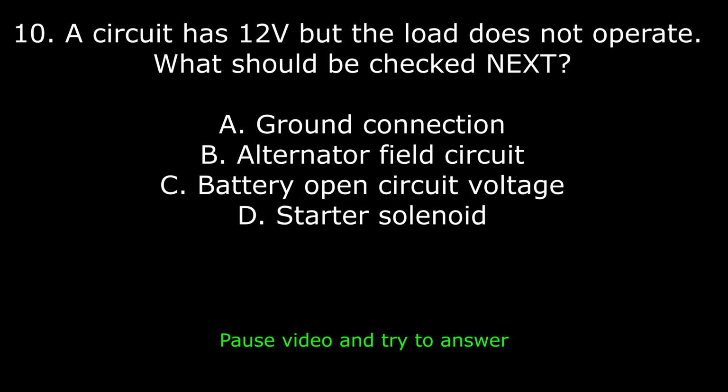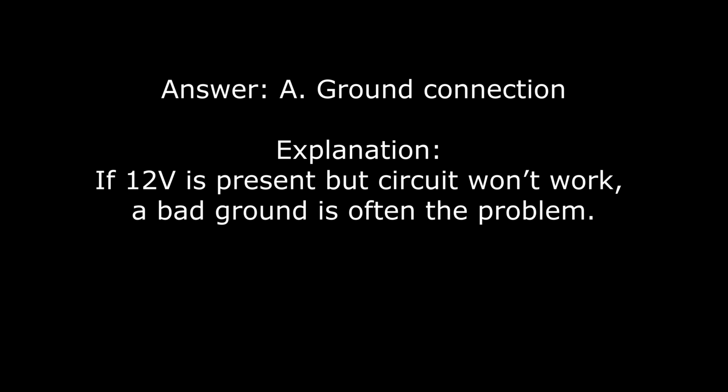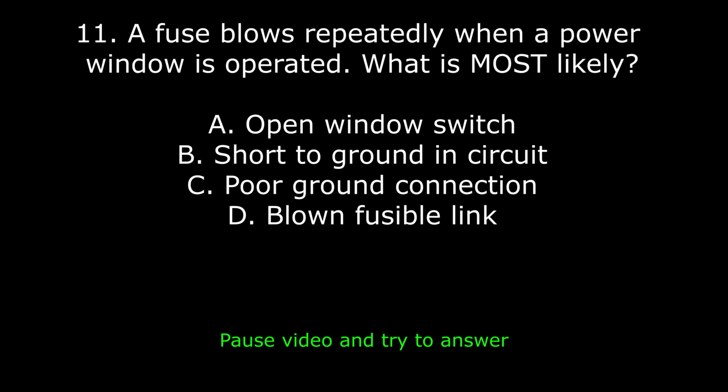10. A circuit has 12 volts, but the load does not operate. What should be checked next? A. Ground connection. B. Alternator field circuit. C. Battery open circuit voltage. D. Starter solenoid. Answer: A. Ground connection. Explanation: if 12 volts is present but the circuit won't work, a bad ground is often the problem.